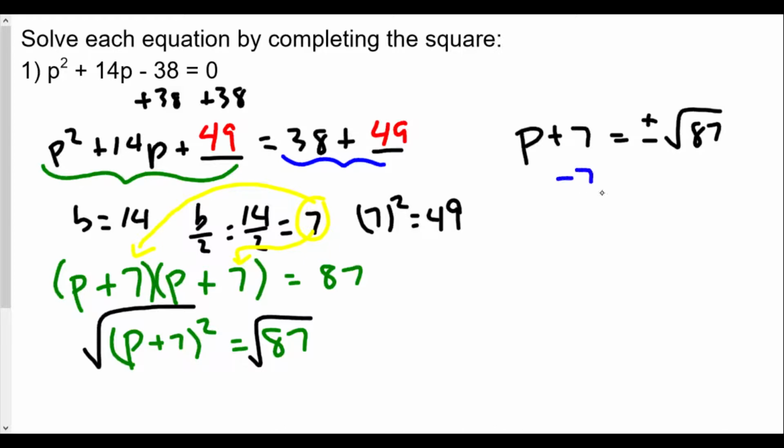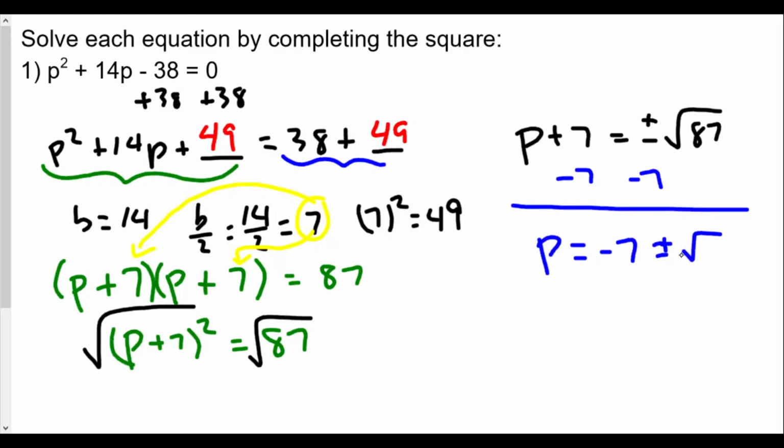Now we subtract 7 from both sides, and we get p is equal to negative 7 plus or minus the square root of 87. That really means the two roots are p equals negative 7 plus the square root of 87, and p equals negative 7 minus the square root of 87.